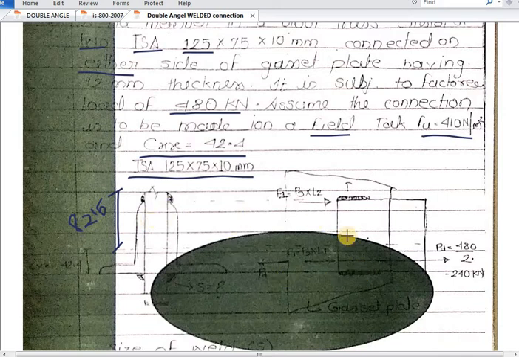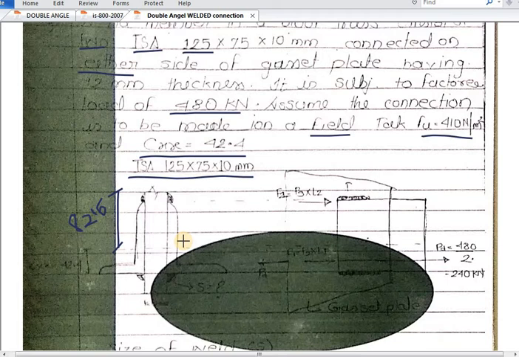So here the plan is there, and here we have drawn the sections. So here there is an angle section. Okay, this inclined surface is nothing but the gusset plate, and this rectangular part is nothing but the angle section. Here is the load taken. Here why we have divided this 480 by 2, because this load has been taken by these two angles. The combined load will be taken.